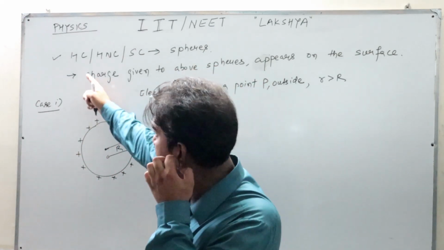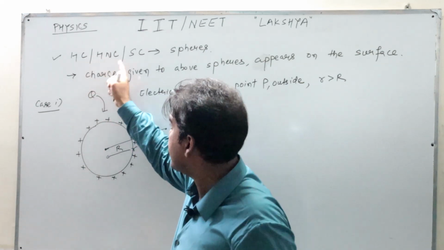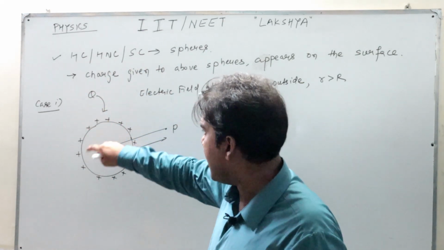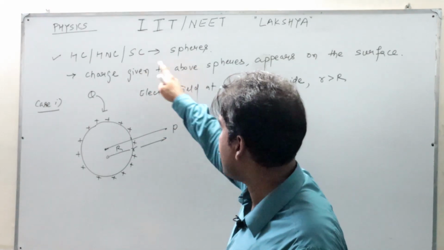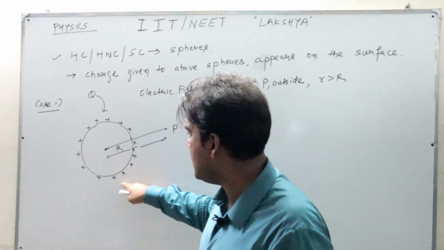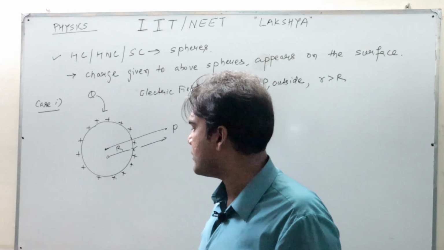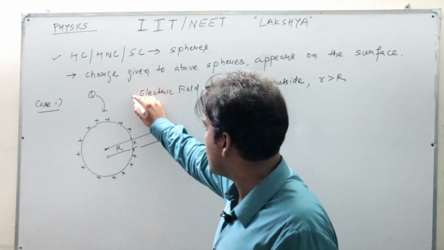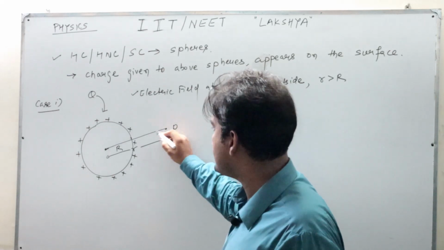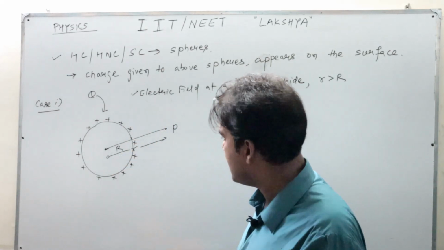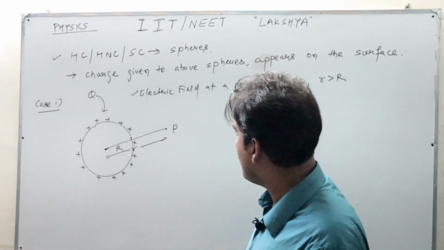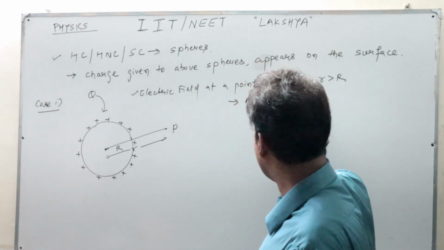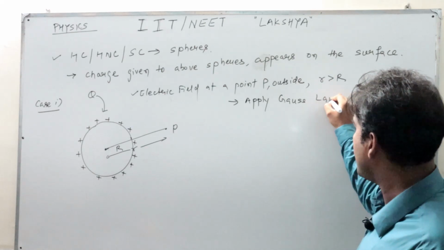In case 1, we have taken hollow conducting, hollow non-conducting, or solid conducting. So we have given a charge Q. As I told you, the charge given to this type of spheres always appears on the top surface of the spherical shell or spherical body. And we are calculating electric field at a point P which is outside the sphere. So we need to make use of Gauss law. So let us apply Gauss law. What does Gauss law say?